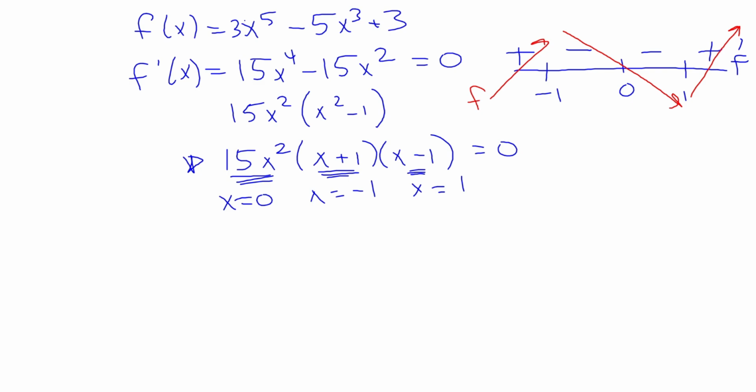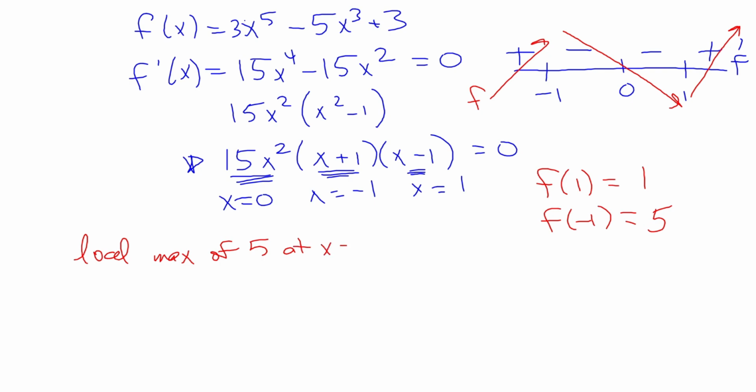We will need to then find what f of 1 and f of -1 are. So I'm not going to go through the arithmetic of it. f of 1 is just 1, and f of -1 ends up being 5. So we've got a local max of 5 at x equals -1, and we've got a local min of 1 at x equals +1.